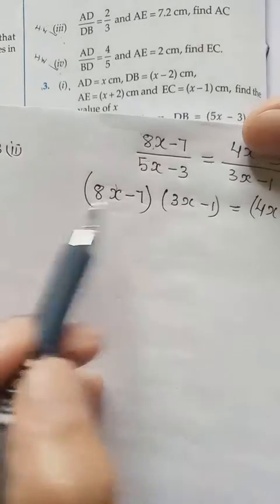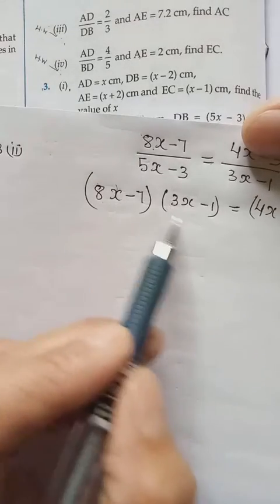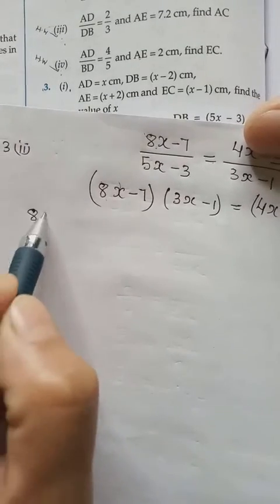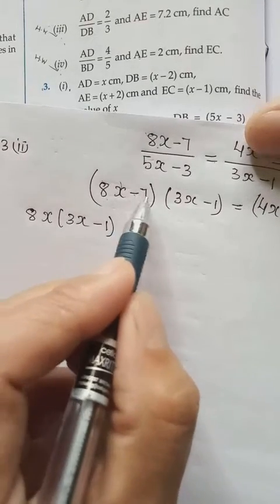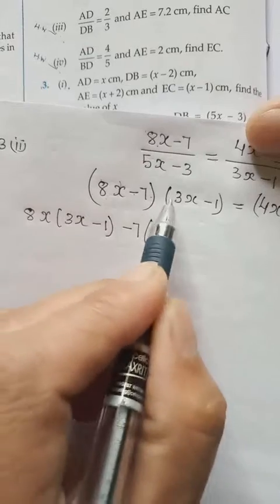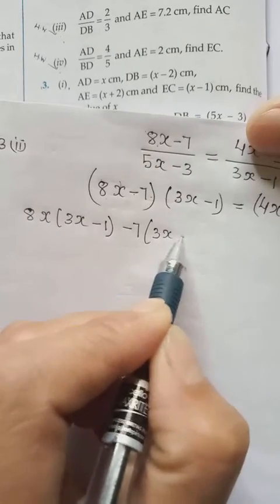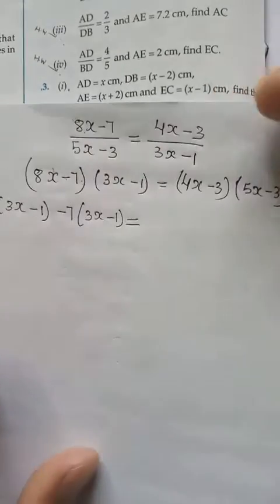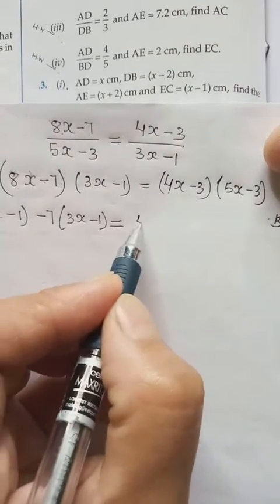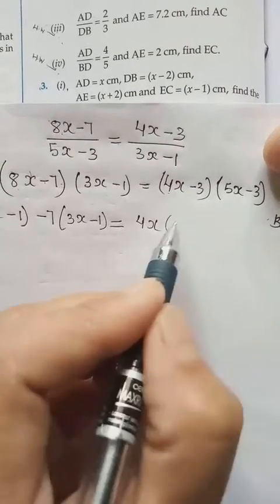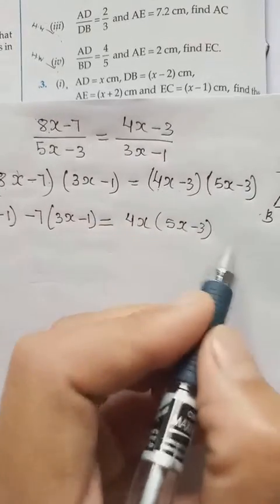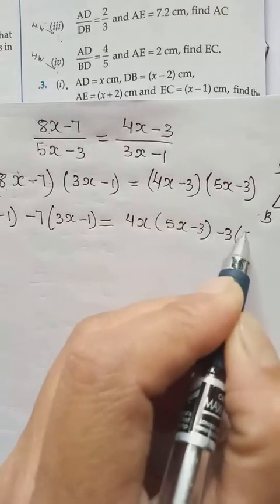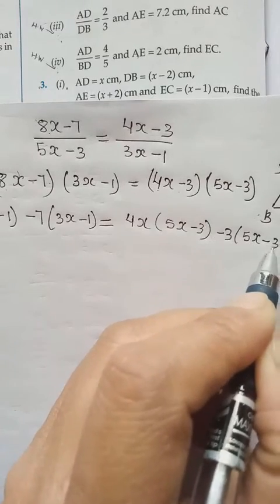So here now we can multiply this one. We take the first part, multiply this one. 8x into 3x minus 1. Then here we have minus 7 again into the second bracket, 3x minus 1, equal to, here also we have 4x, multiply this one, 5x minus 3, then we have again minus 3, multiply 5x minus 3.